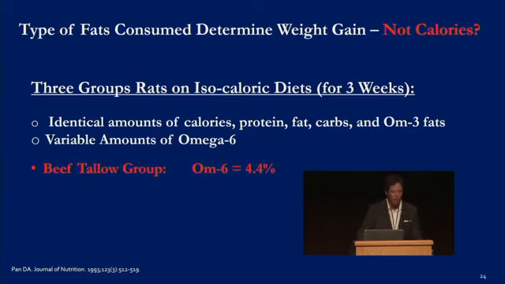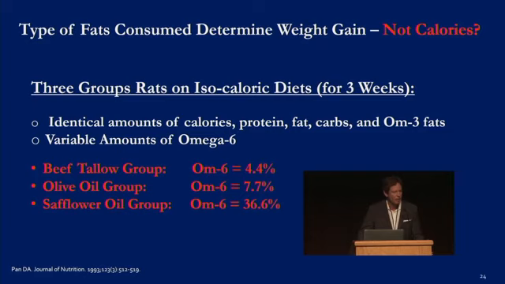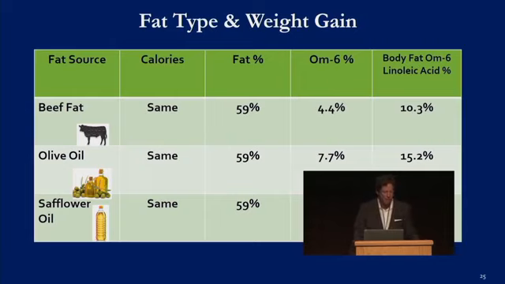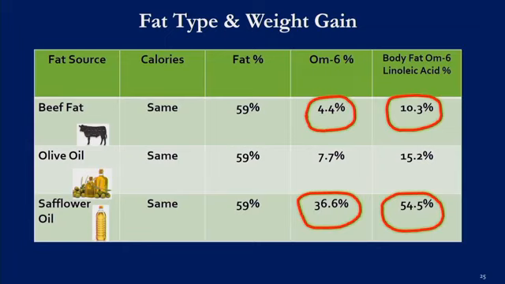Beef tallow group, omega-6, 4.4%. Olive oil, omega-6, 7.7%. And a safflower oil group, the high PUFA group, omega-6, 36.6%. Okay, so here's the table. So you've got the fat source on the left, beef, olive, and safflower oil. Calories, all the same. Fat, it's a high-fat diet, 59%. Look at the omega-6, and I'm going to highlight these. So we get 4.4% in the beef fat, 36.6% in the safflower oil group.